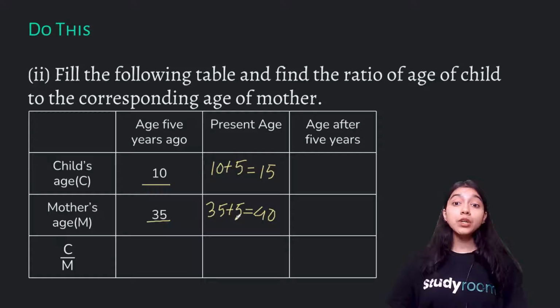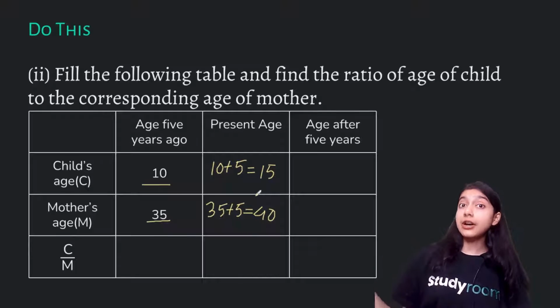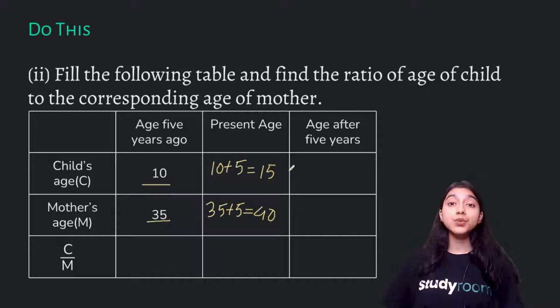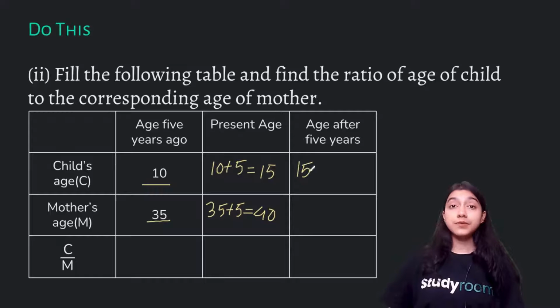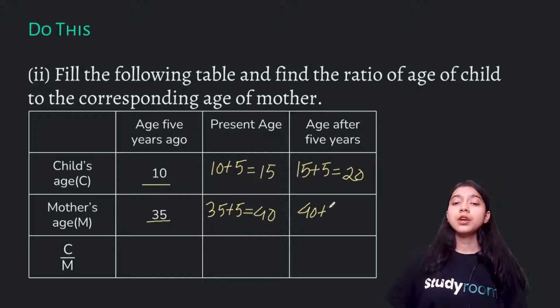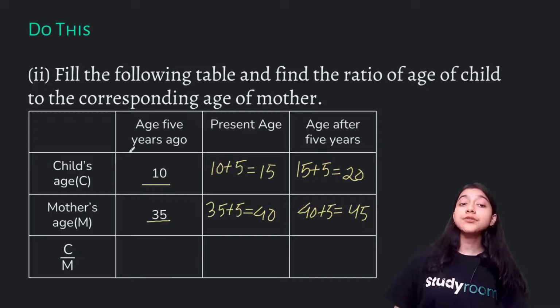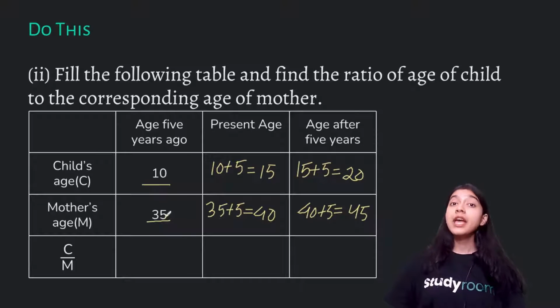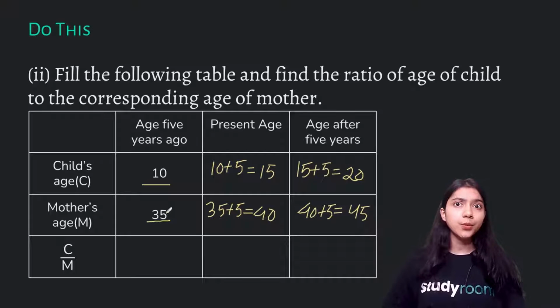Now, what about 5 years hence? Like, what about their age 5 years after from this day? 5 years later, the child's age will be 15 plus 5, which is equal to 20. Now, talking about the mother's age, 5 years later, mother's age will be 40 plus 5, which is equal to 45. Now what we have to do is calculate the ratio of the age of child with the corresponding age of the mother and see whether it is in direct proportion or not.